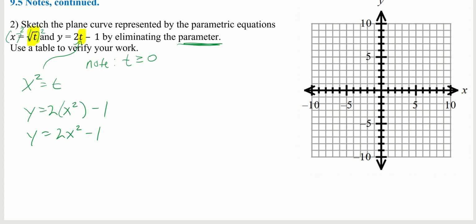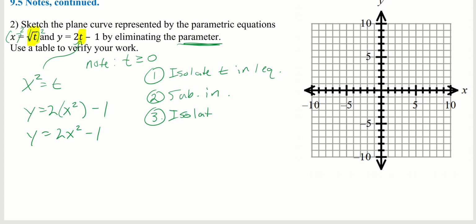Okay, so kind of our steps that we want to do here is we want to isolate. It's kind of like we did elimination and substitution with our systems before. So isolate the t in one equation. Okay, substitute that in. So sub in. And then once we've done that, we want to solve or isolate for the y. And that's how we're going to eliminate one of the parameters.